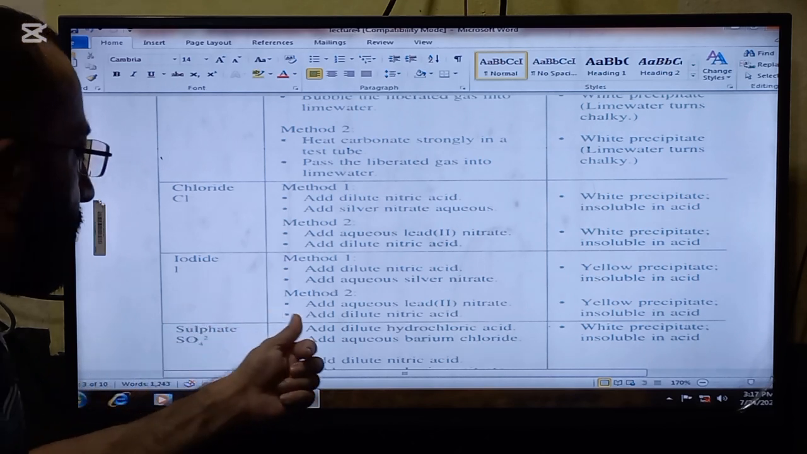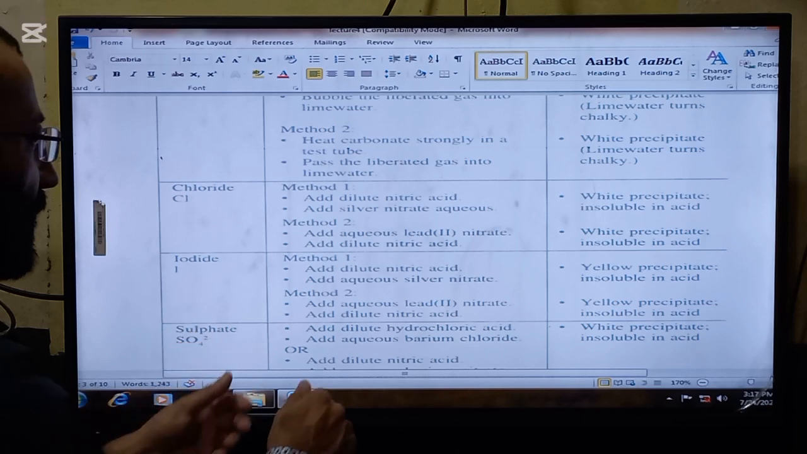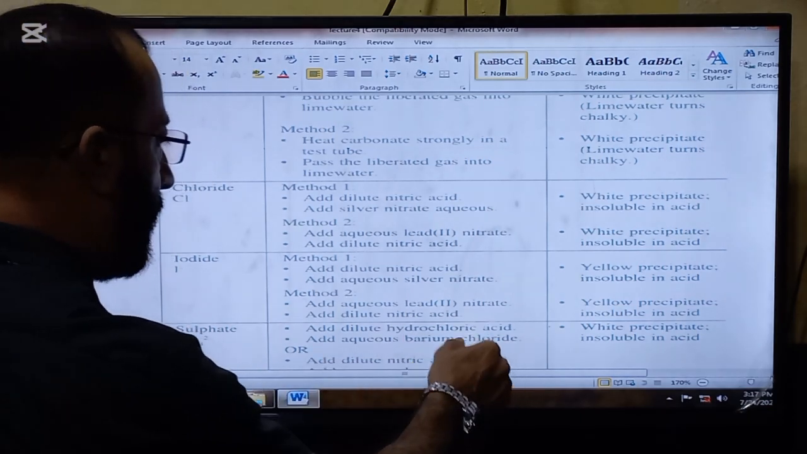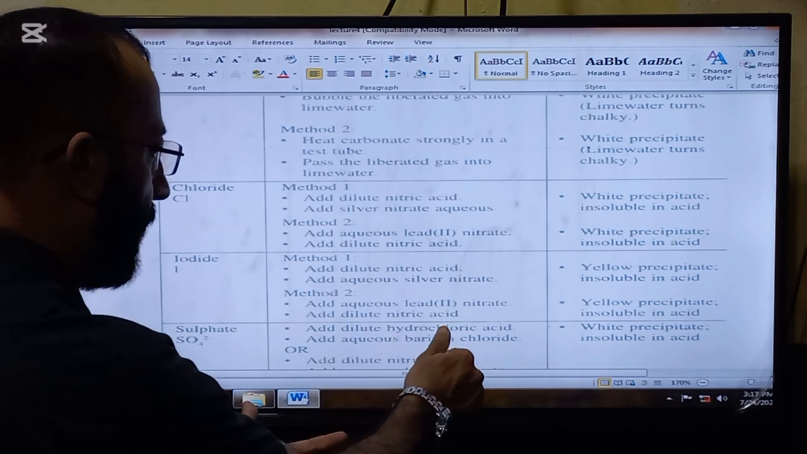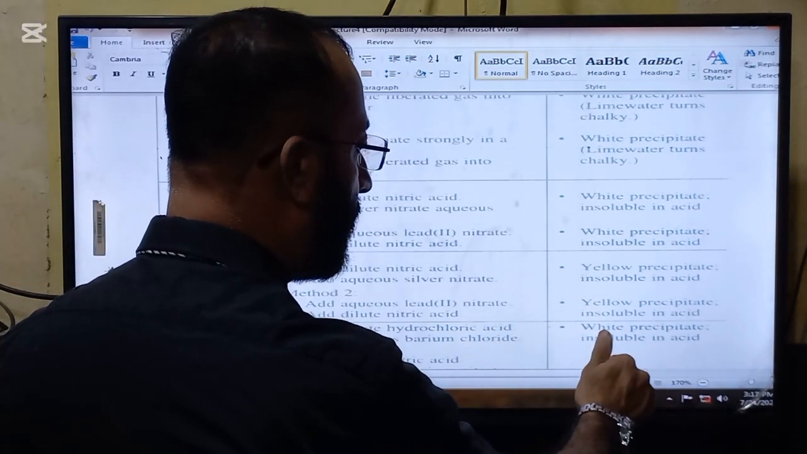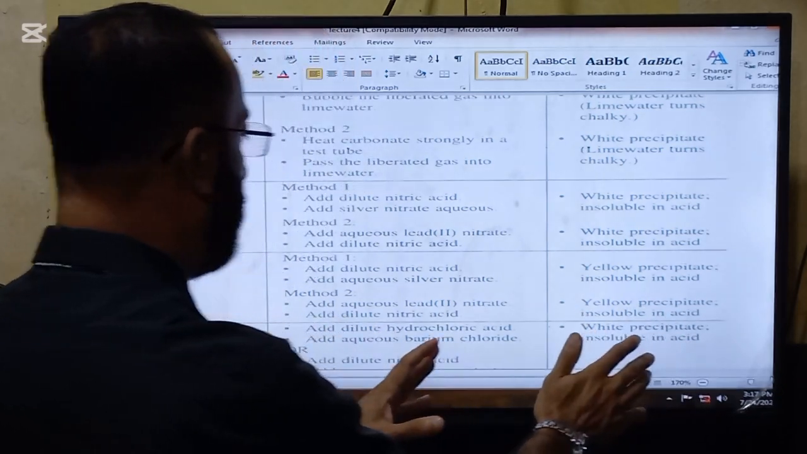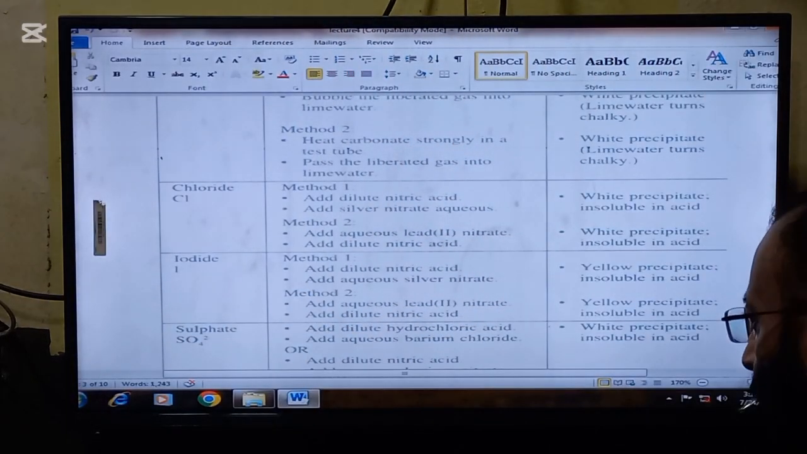So here is the second method for identification of the iodide ion. If we add aqueous lead nitrate to our sample anion and add dilute nitric acid, and if a yellow precipitate is formed which is insoluble in the acid, that will be the sign that the sample anion is the iodide ion.